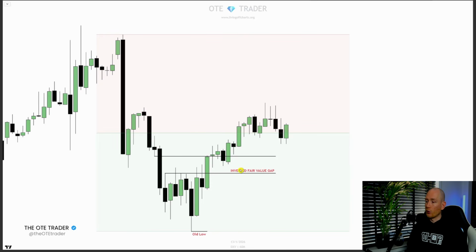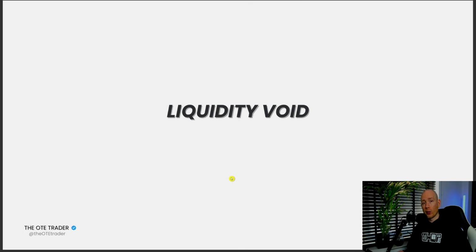So this is an inverse fair value gap, right? An inverse fair value gap is a fair value gap where price breaks through it, closes above it, and then uses the same fair value gap as a support level. So I use this as true support and resistance, and I've been doing this since 2022, and it's very powerful and very effective. Now let's go over liquidity void real quick.